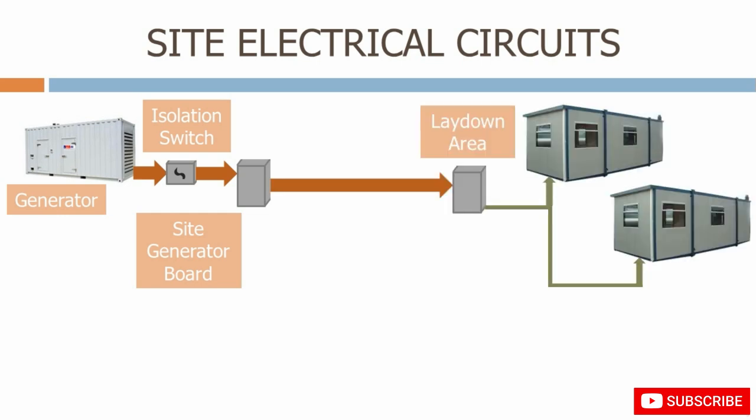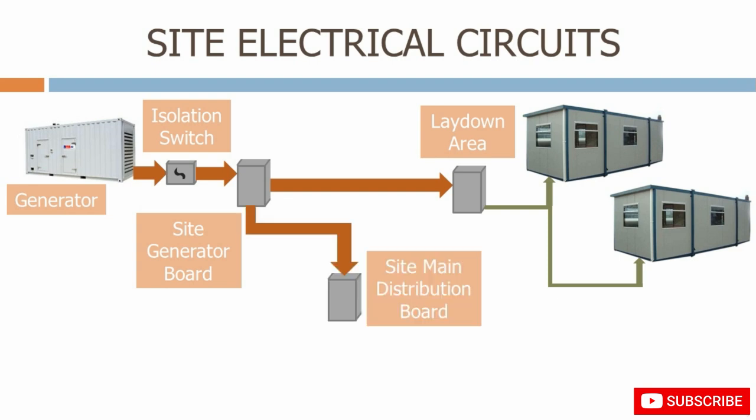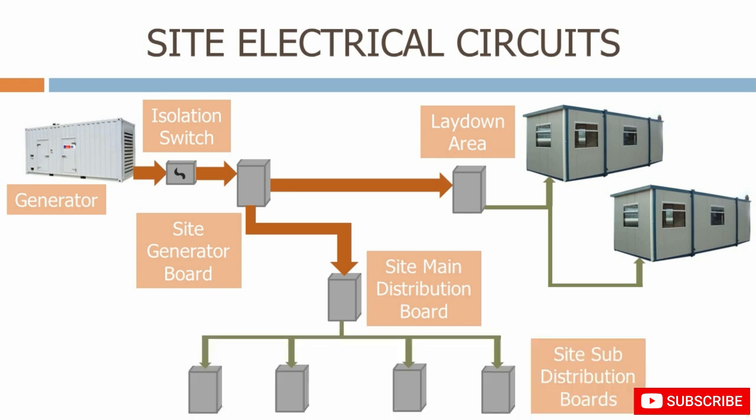We tend to have two main electrical systems on site. The first is the laydown area, where all the project offices are located. The second area is the site distribution system. We tend to have one main board, which then feeds all of the individual site subdistribution boards. Let's now look at all these individual elements in more detail.